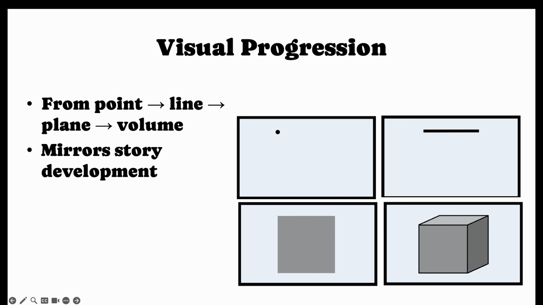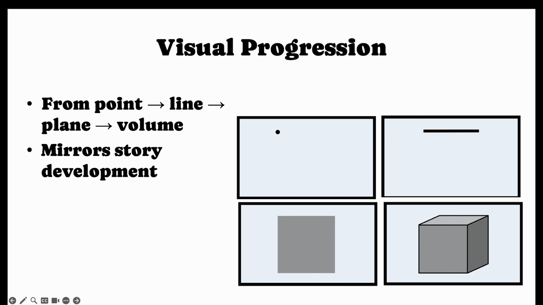So, visual progression, let's talk about this a little bit. Just as a story progresses, like I was just saying, so do the visuals. And they go from generally simple to complex. Films and commercials use visual progression to build intensity, to mirror story arcs, and maintain viewer interest as well.